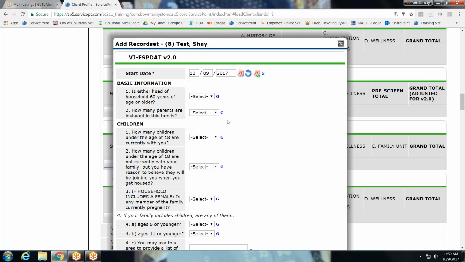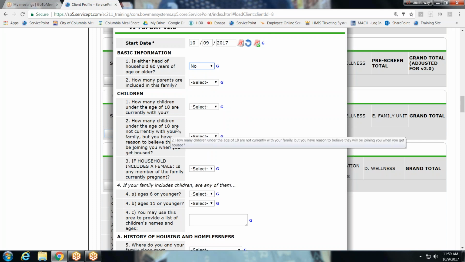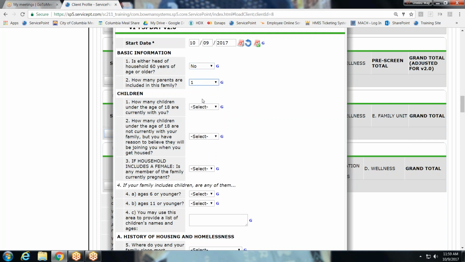We're going to click Add, and it's going to open up all of our answer choices and questions so that we can begin the survey with Shay. Shay, is either of your head of households 60 years of age or older? No. How many parents are included in this family? Just one.